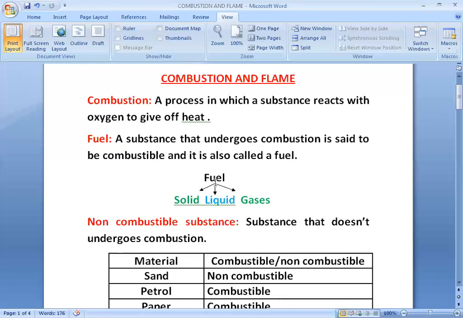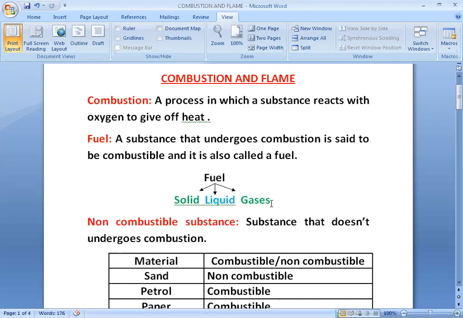Now fuels are classified into three types: solid fuels, liquid fuels, and gaseous fuels. An example of a solid fuel is wood. Wood is also a fuel, because when wood reacts with oxygen, that is, when burning takes place, it burns, so it is combustible, and it is in solid state, so it is a solid fuel. Among liquids, petrol and diesel are liquid fuels. They get burned easily. Among gases there are LPG and CNG. LPG stands for liquefied petroleum gas, and CNG stands for compressed natural gas.